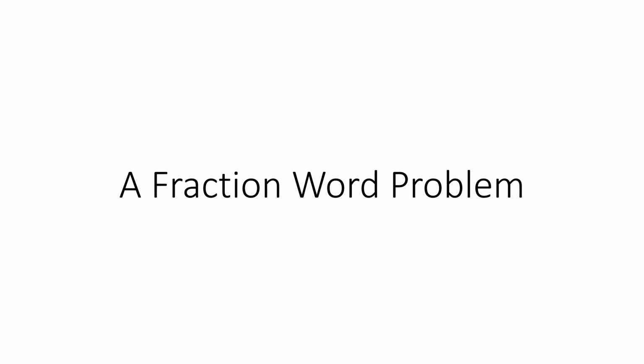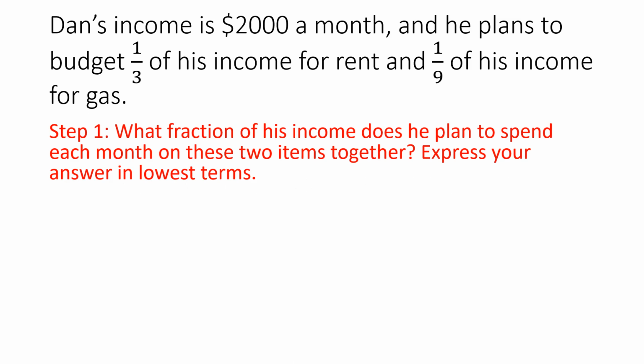In this video, we are going to be solving a fraction word problem. Dan's income is $2,000 a month, and he plans to budget 1/3 of his income for rent and 1/9 of his income for gas. Step 1, what fraction of his income does he plan to spend each month on these two items together? Express your answer in lowest terms.